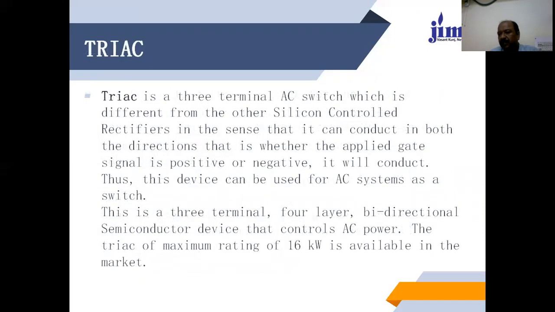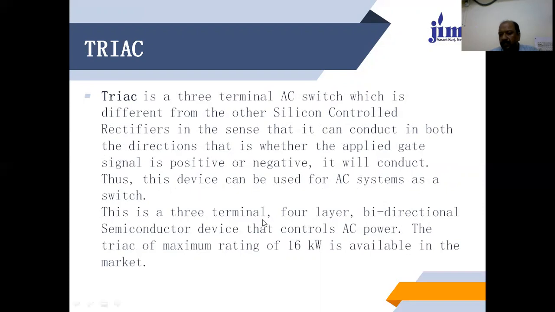Triac is a three-terminal AC switch which is different from the silicon controlled rectifier in the sense that it can conduct in both directions, whether the applied gate signal is positive or negative. In the case of the SCR, only a positive signal can operate the device. But in the triac, the gate signal can be positive or negative, and it will conduct. Thus, this device can be used for AC systems as a switch. So it only operates as a switch for the AC system.